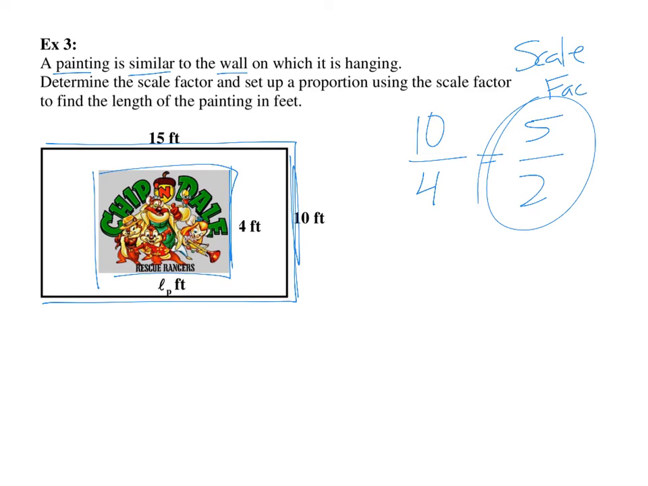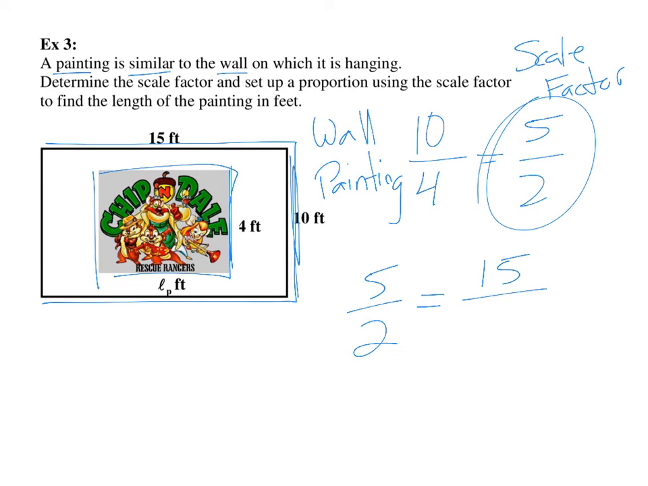This is what's going to help me figure out what the length should be to ensure that the painting is similar in size to the wall. So I have 5 over 2, and that's going from the wall to the painting. Or you could start off with the painting lengths and then go to the wall lengths. It doesn't matter what order you do it in, you just have to be consistent. So I have 5 over 2 going from the wall to the painting. And now for the length of the wall, that's 15. And for the length of the painting, I don't know.